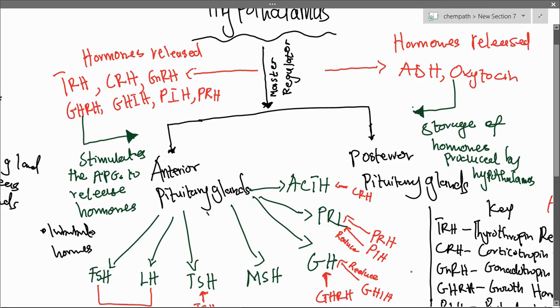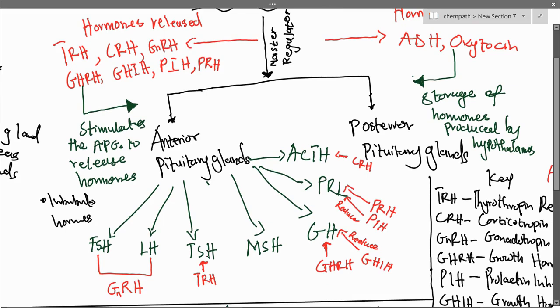Now when we go to the anterior pituitary gland, you can see that these hormones, the TRH, CRH, gonadotropin releasing hormone, growth hormone releasing hormone, and growth hormone inhibiting hormone, stimulate the anterior pituitary gland to either cause a release of hormone or inhibit the hormones. And these are the hormones that are released.